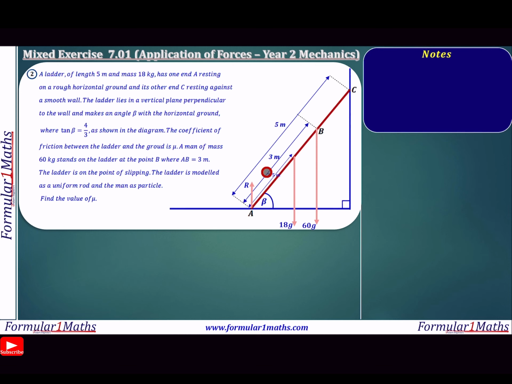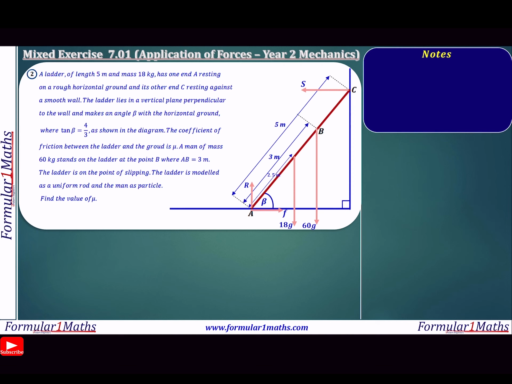The ground is rough, and that means there will be friction acting if the rod slips. And if the rod slips, it will slip down the wall, which means it will travel in this direction. It follows that the frictional force will be acting in the opposite direction. So we can put that one in and label that F. The wall is a smooth wall, so there will be no frictional force along the wall, but there will be a normal reaction, which we can call S. And this force will be perpendicular to the wall.